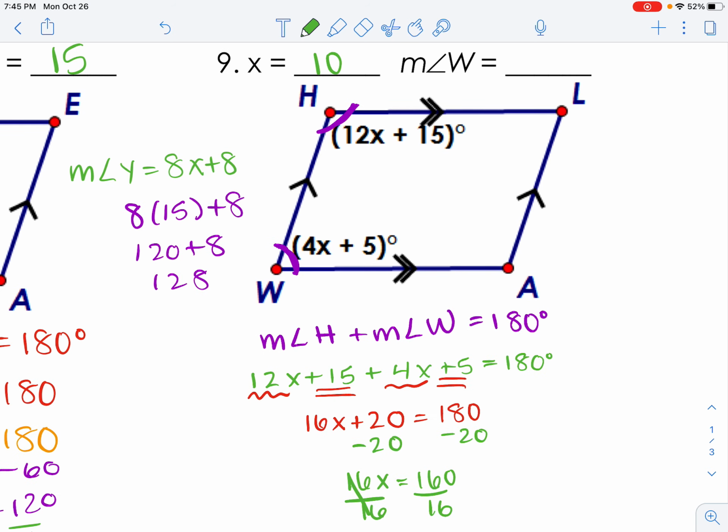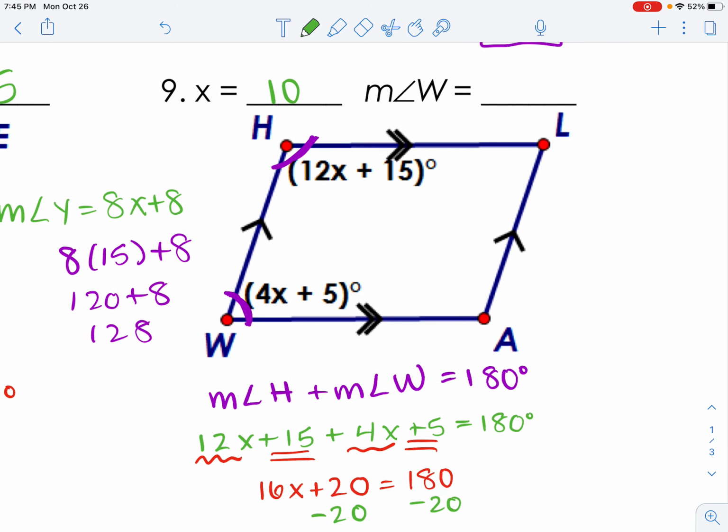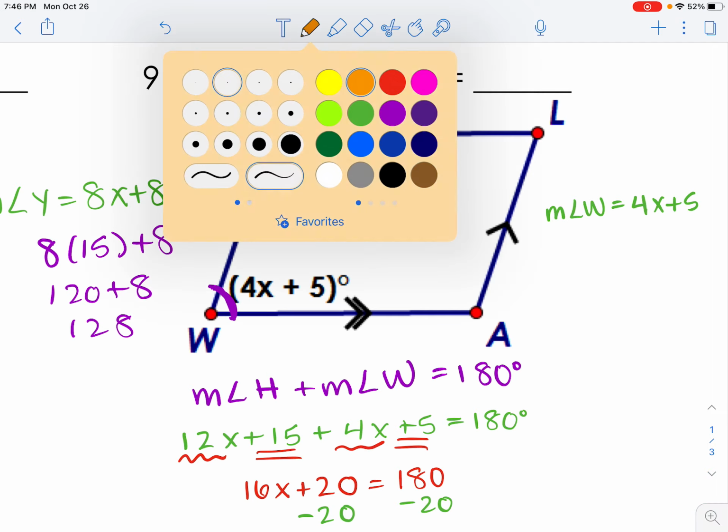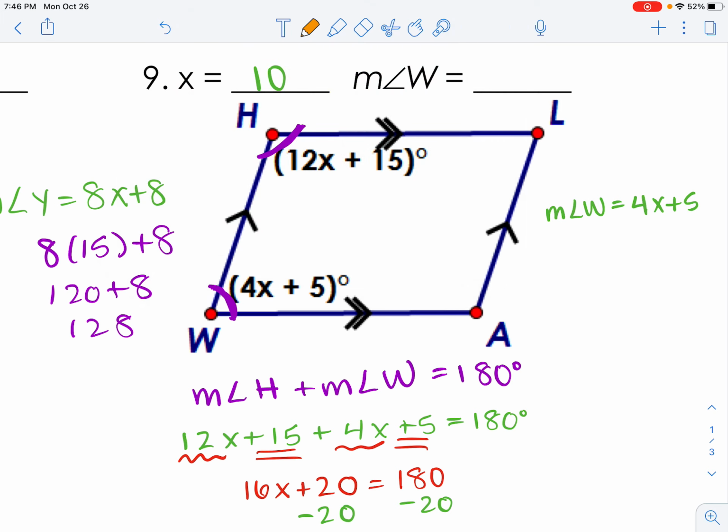All right, so now let's use that to find the measure of angle W. We know that the measure of angle W is represented by the expression 4x plus 5. Let's plug in what we know. We know x equals 10. So now we get 4 times 10 plus 5. 4 times 10 is 40, plus 5 is 45. So the measure of angle W is 45 degrees.